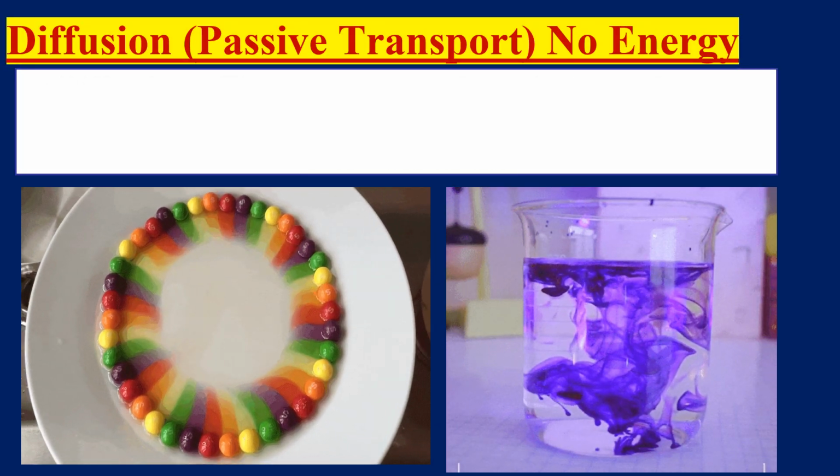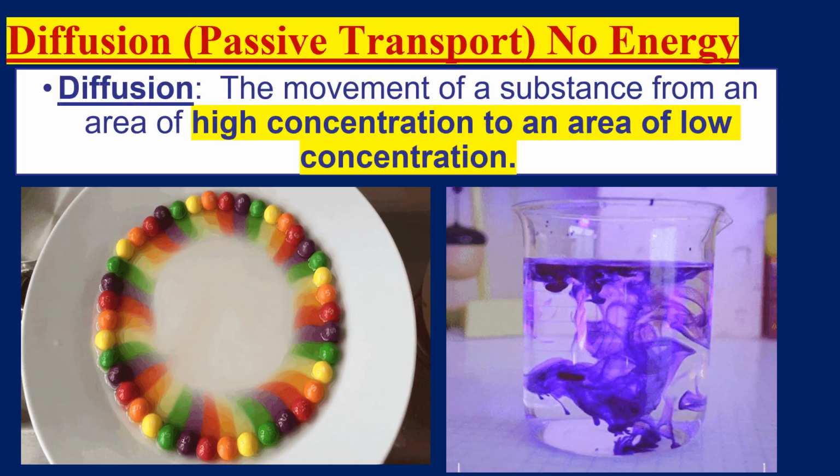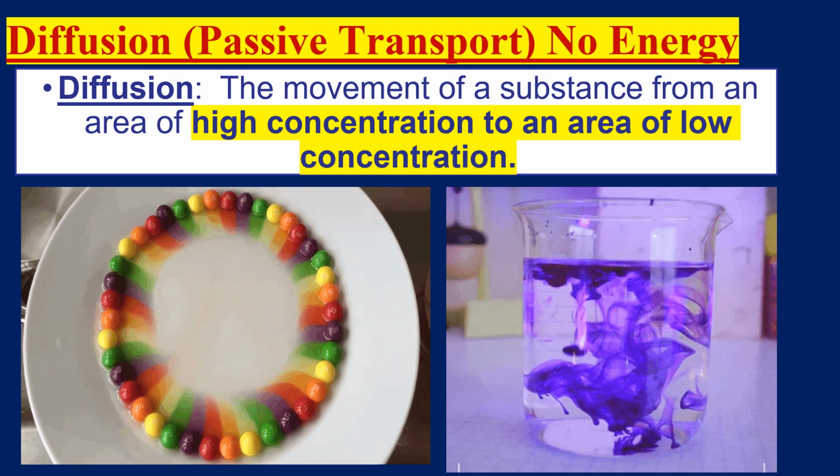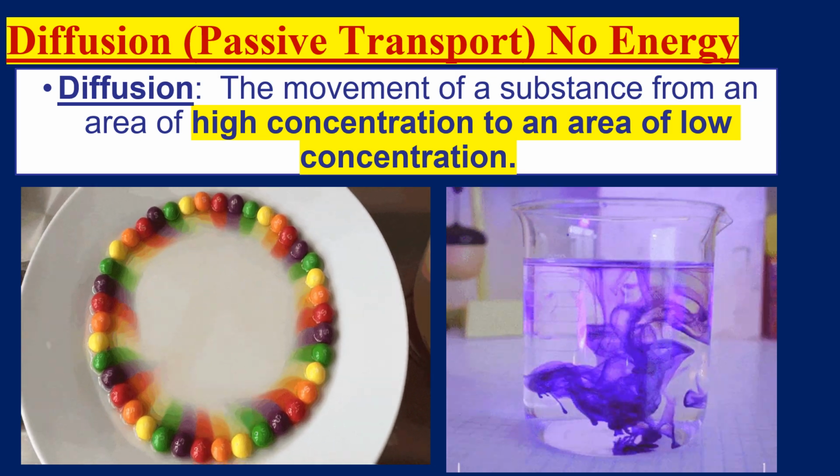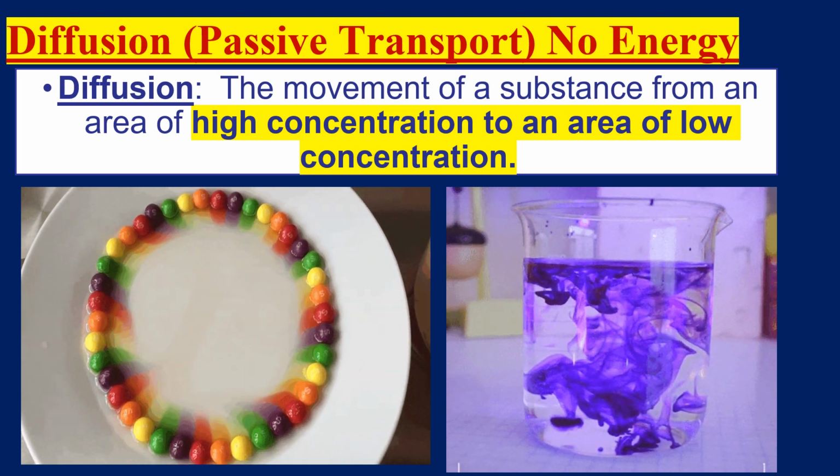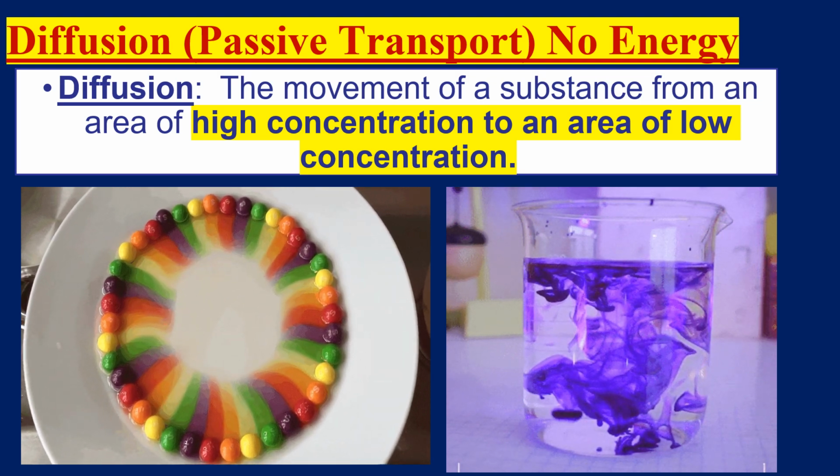Type number 1, diffusion. Remember, it is passive transport and uses no energy. Diffusion is the movement of a substance from an area of high concentration to an area of low concentration.